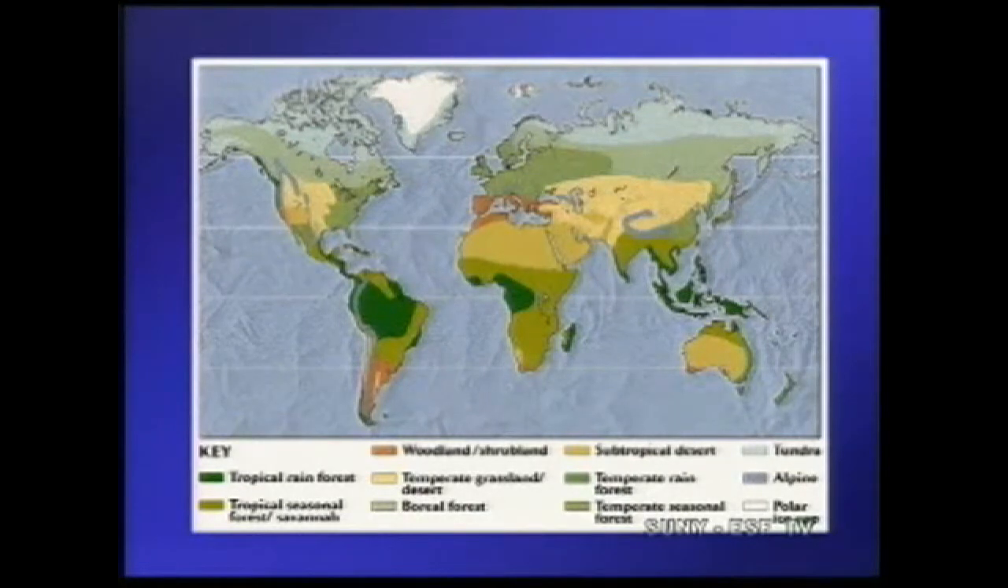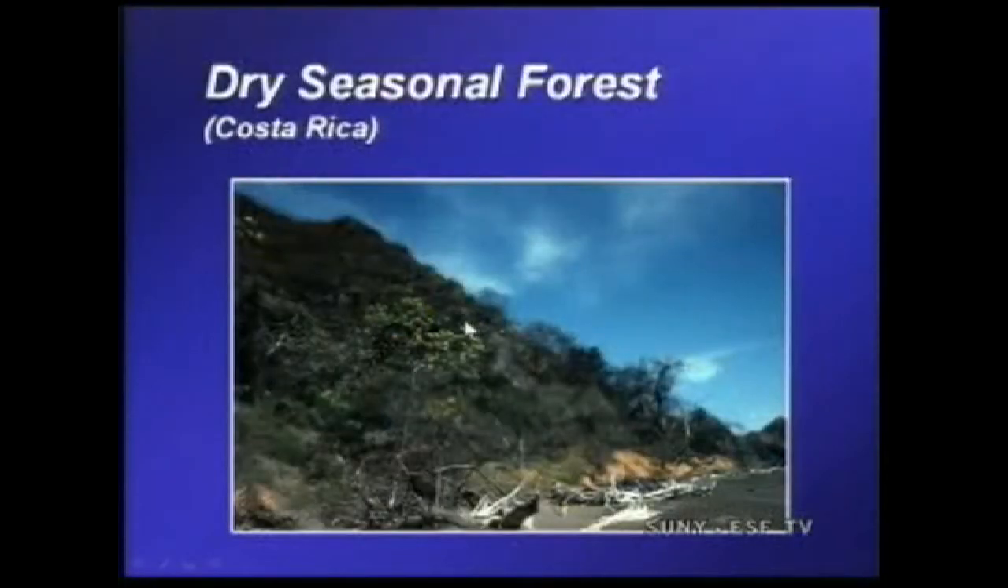Now we talked about tropical rainforests and cloud forests, but there's a set of forests that people rarely talk about. And these are called dry seasonal forests. And here's a shot from Costa Rica. Dry seasonal forests in area actually make up twice as much area as tropical rainforests. People don't realize that. Very few people have heard of dry seasonal forests.